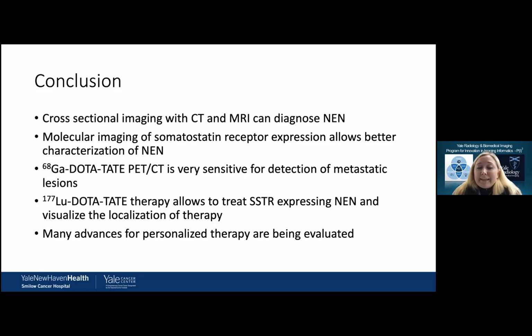And many advances for personalized therapy are being evaluated right now, so stay tuned to this field because it's really changing how we're managing neuroendocrine tumors. I really want to thank you for your time and pass the baton to Dr. Sajid Khan.